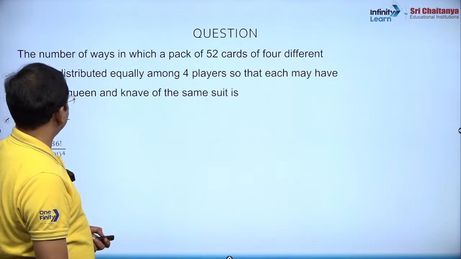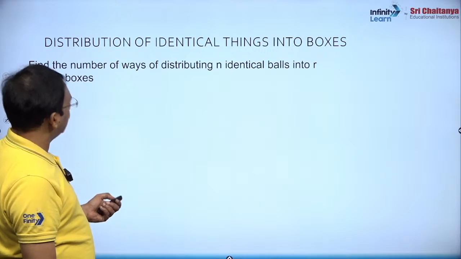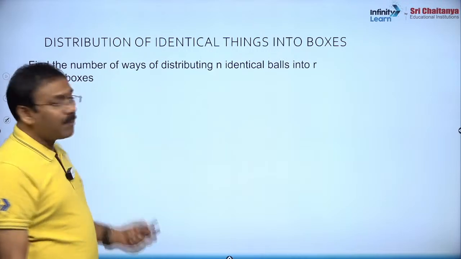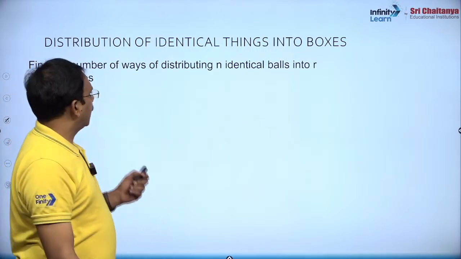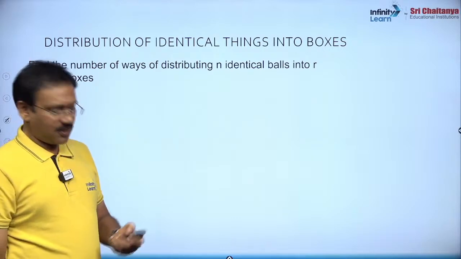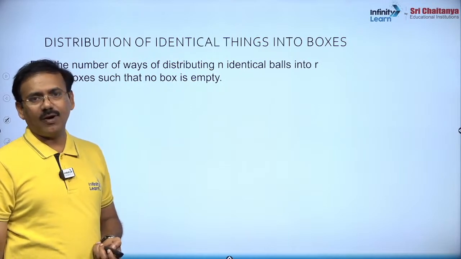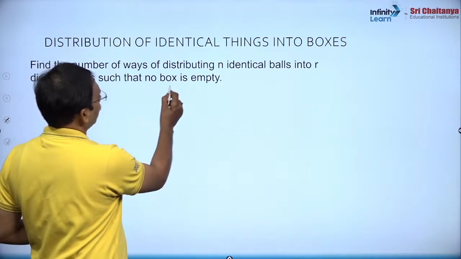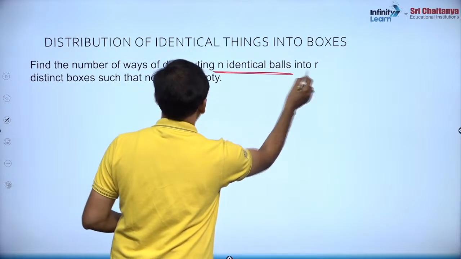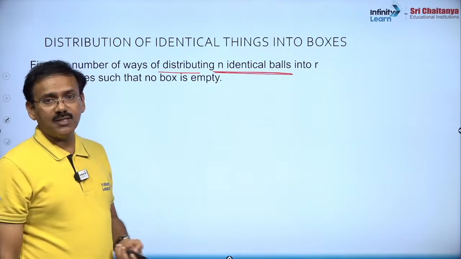Next, my dear friends, these are all easy. See this question: the number of ways of distributing n identical balls into r distinct boxes such that no box is empty. This is an important formula, I think you know. The number of ways of distributing n identical balls into r dissimilar boxes such that no box is empty.